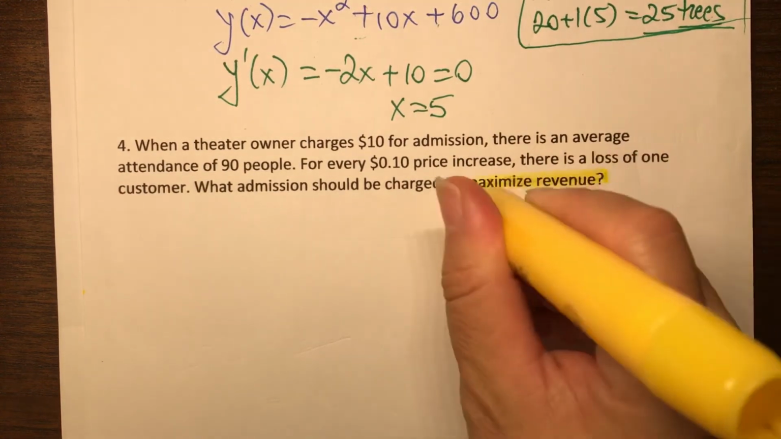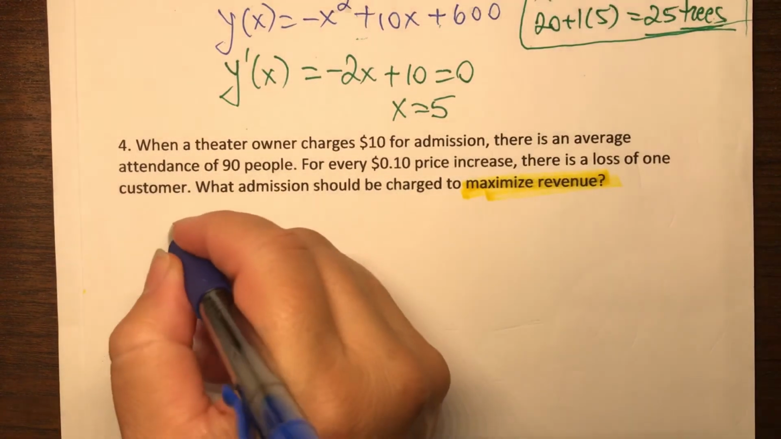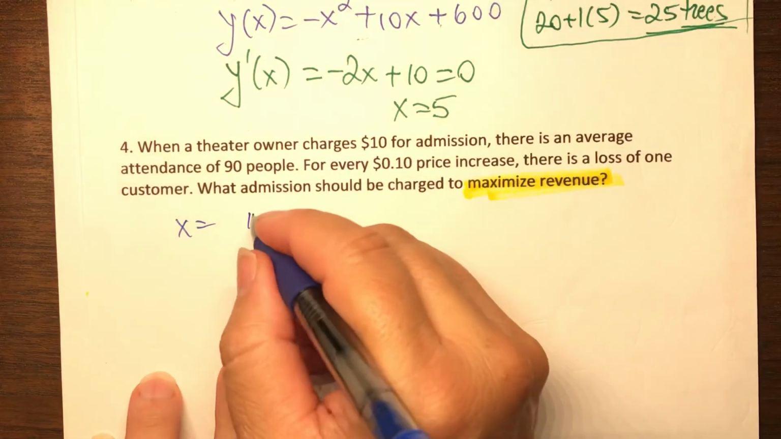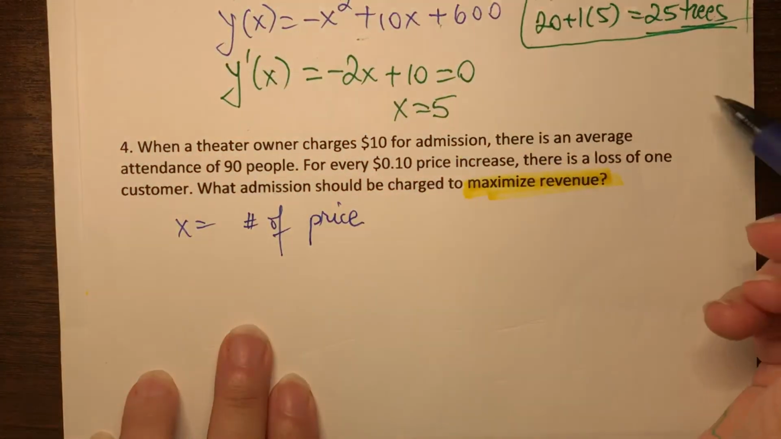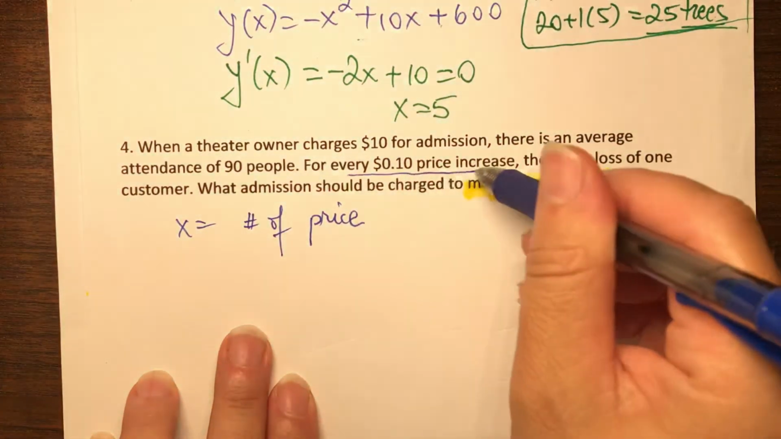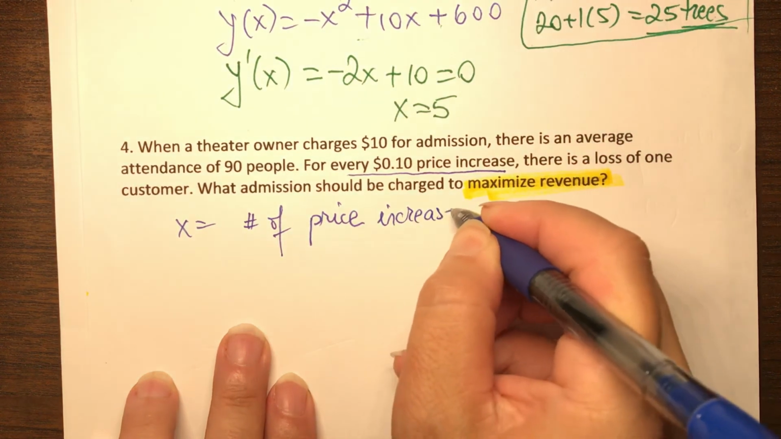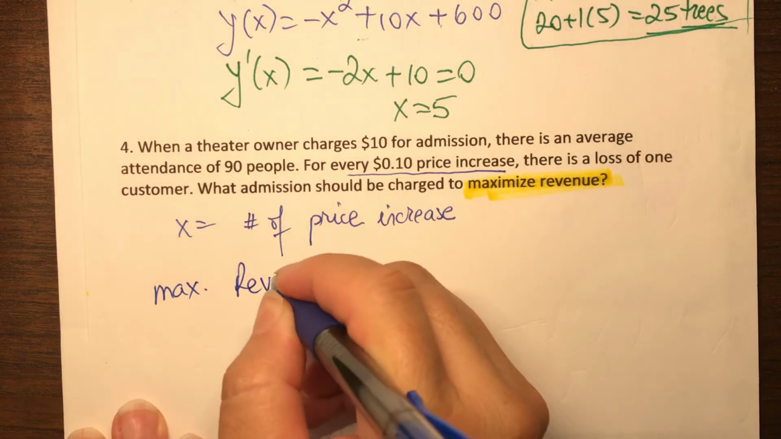So there's no cost involved, as you can see. Nobody talks about the cost. All we want is the revenue. So again, let x be the number of price increases. What are we doing with the price this time? Increasing or decreasing? Increase. Okay, and we want to maximize the revenue.